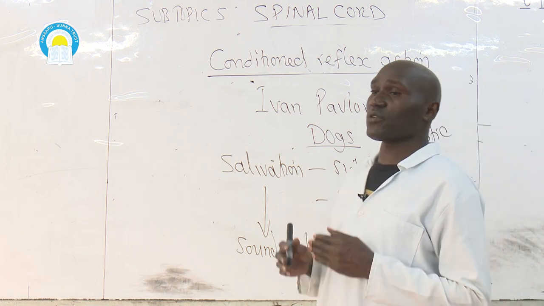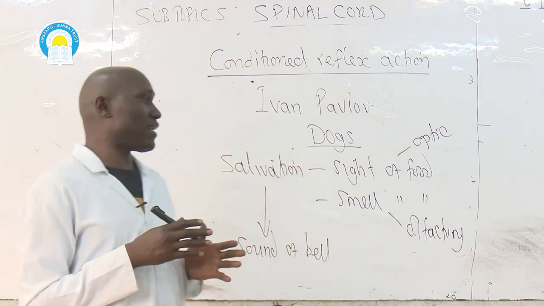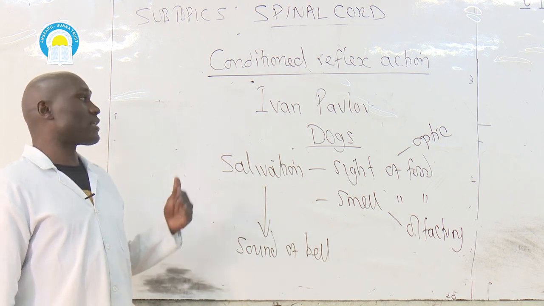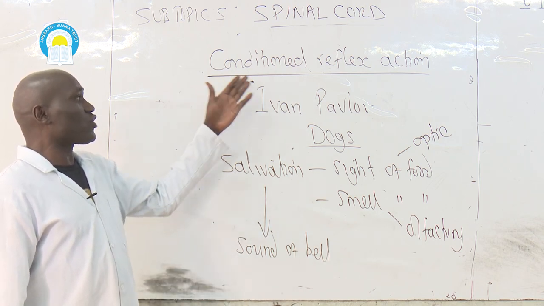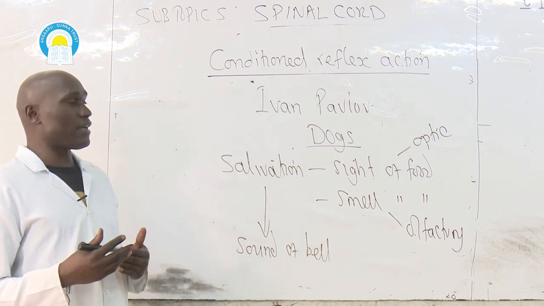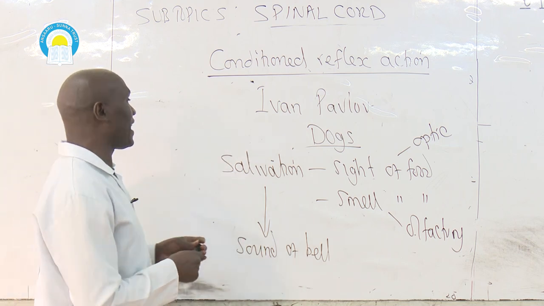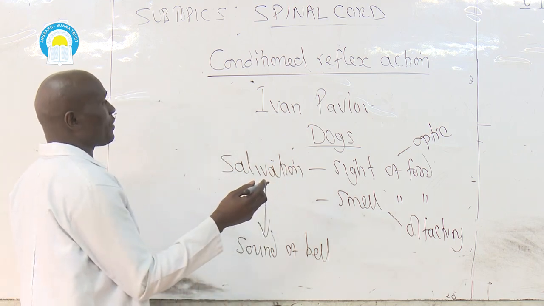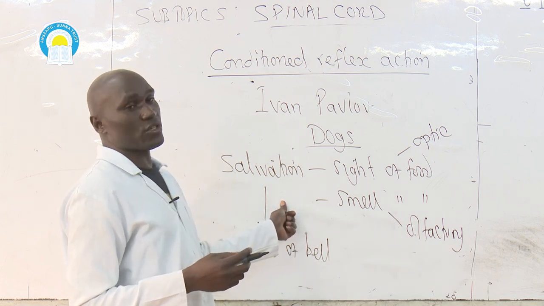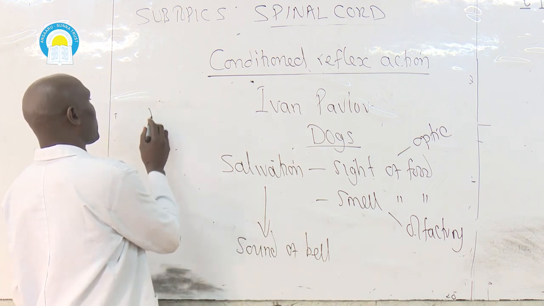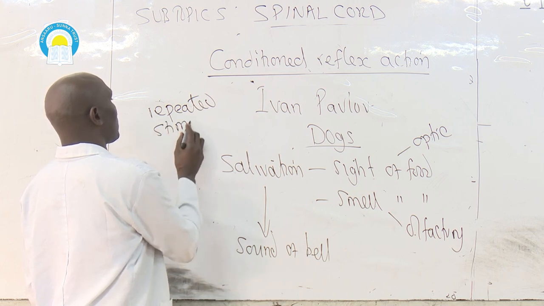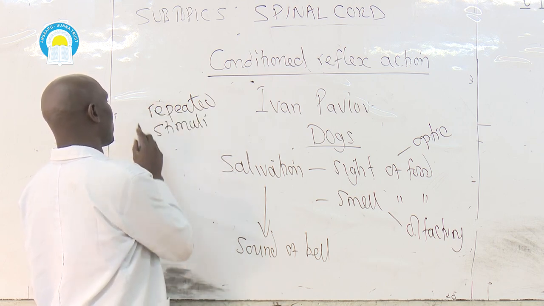But for the dogs to be able to relate the sound of the bell and food, the stimulus had to be repeated several times. That means conditioned reflex action is dependent on repeated stimuli, and at the same time, it depends on learning. So there are two main factors which are considered in conditioned reflex action: repeated stimuli, and learning.